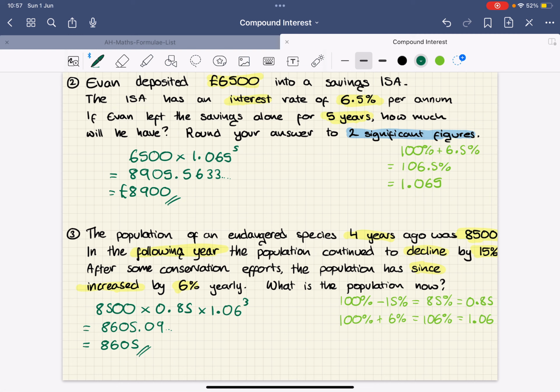Well, there we go. There's our compound interest. The key way to spot it is that I've got my percentage change and this is happening over a number of years.